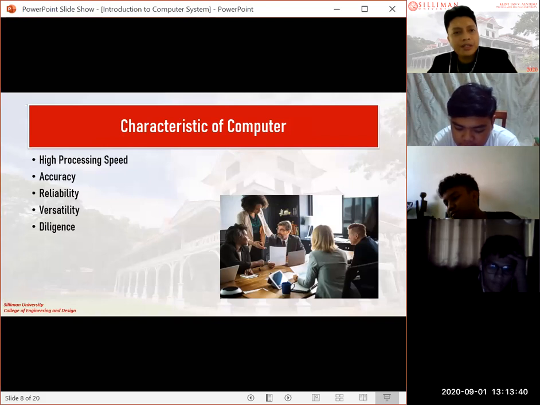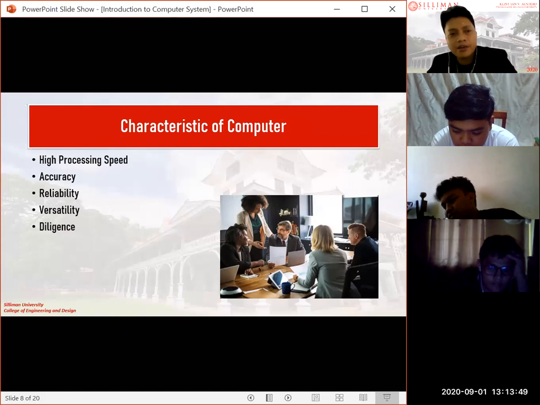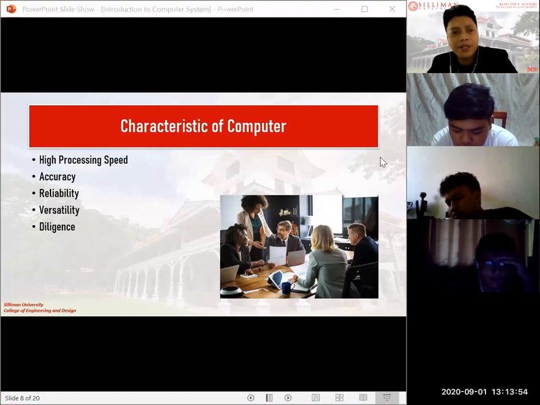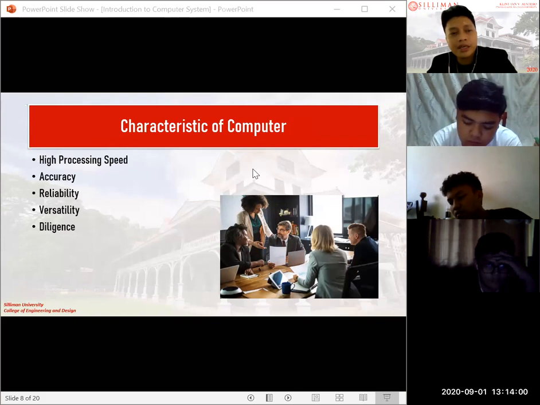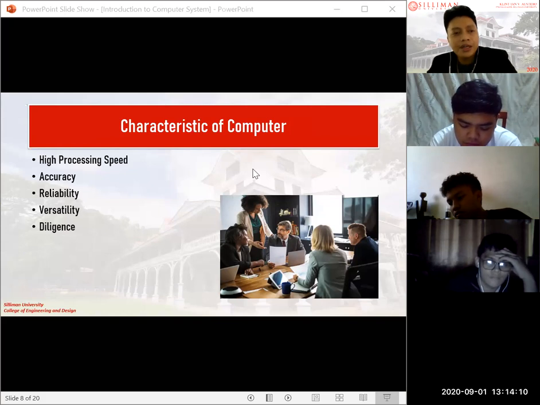So what are the characteristics of computers? Computers have a high processing speed. They are very accurate. They are reliable. When you say reliable, it means that if you run it again, it still gives the same results, or the output will still be the same. Then versatility, it can take other forms, and of course, diligence.